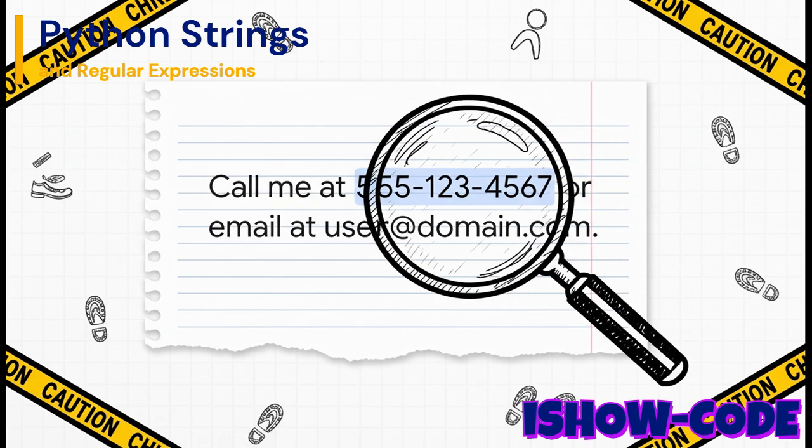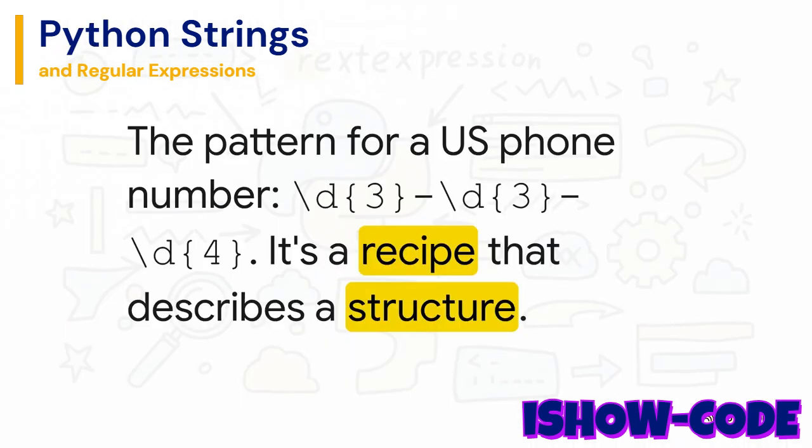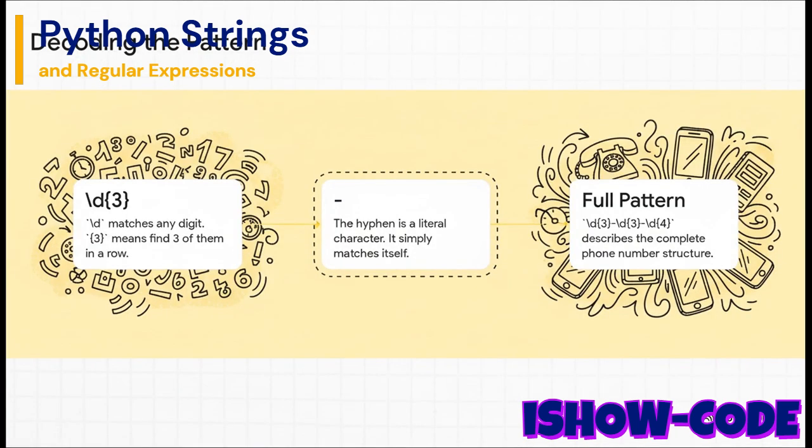Now, we can't just search for 555-123-4567, right? Because the very next phone number we see is going to be totally different. We have to search for the pattern. And here it is. This is the regex pattern. I know it looks like some kind of secret code from a spy movie, but it's really just a logical recipe that describes the structure of a phone number for the computer. Come on, let's break it down together. It's actually way simpler than it looks.